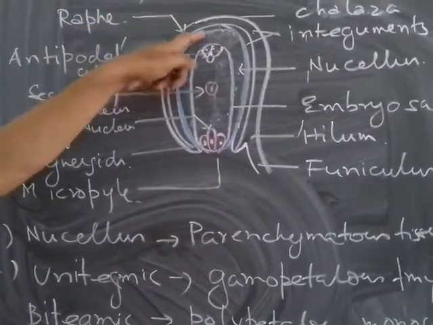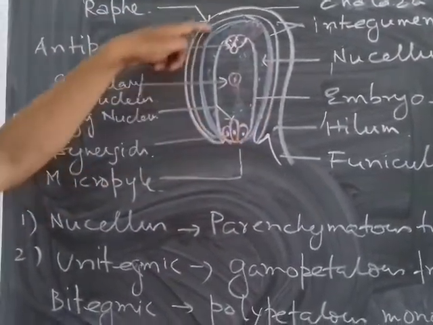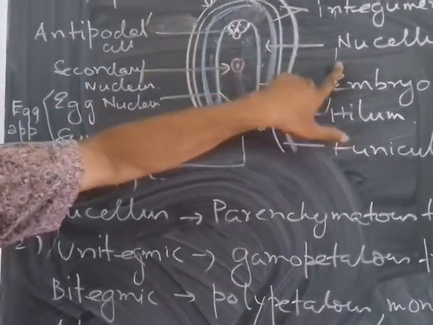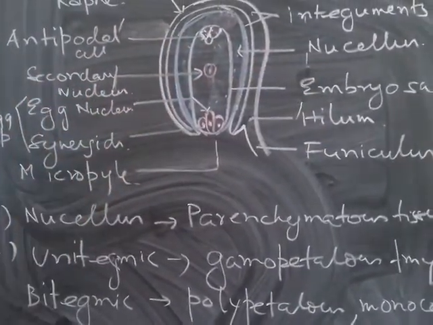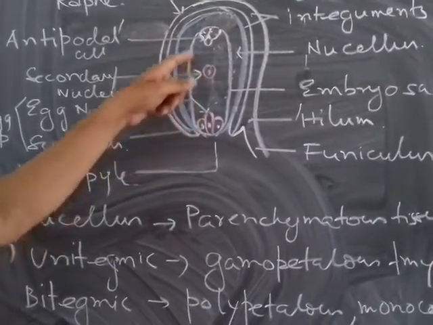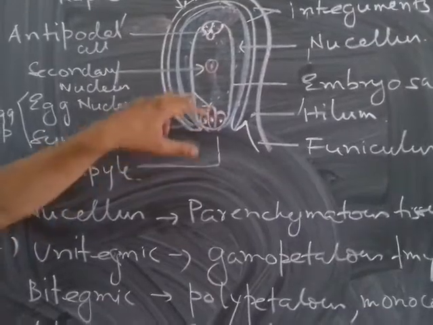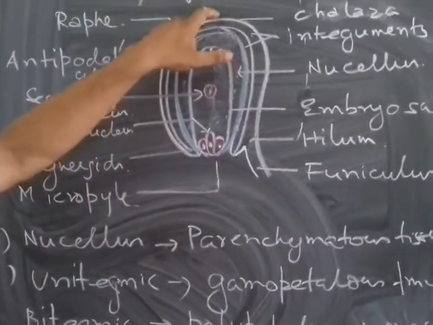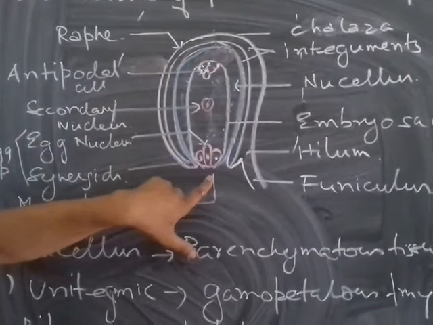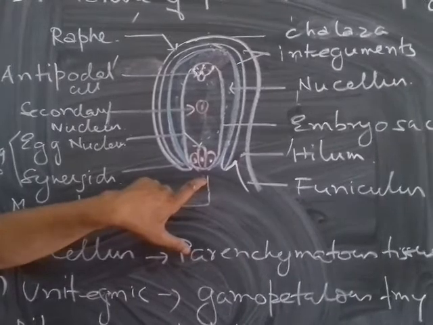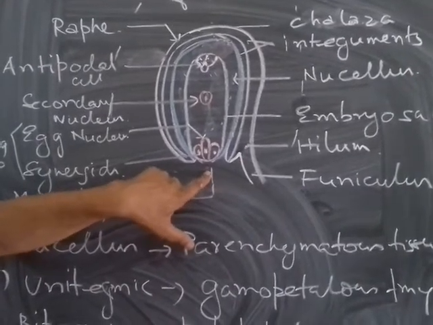Now just below this you will see the embryo sac is embedded in a tissue called the nucellus. The nucellus is made up of a large mass of parenchymatous tissue where this embryo sac is embedded. Now this end is called the chalazal end and this is called the micropylar end. The micropyle is the opening through which the pollen tube enters during fertilization.